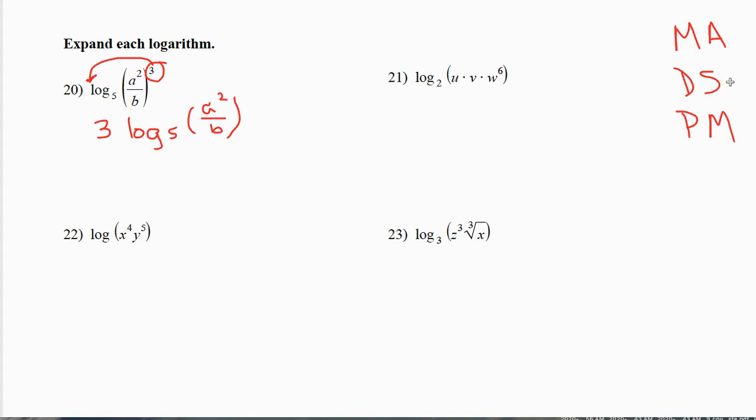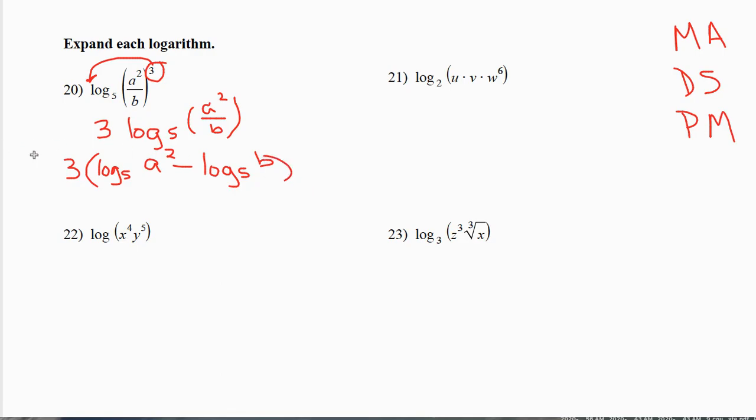When I divide, what do I do? I subtract. So top always comes first. So this becomes 3, and I'm going to do parentheses because remember, order of operations matters. Log base 5 of a squared minus log base 5 of b.